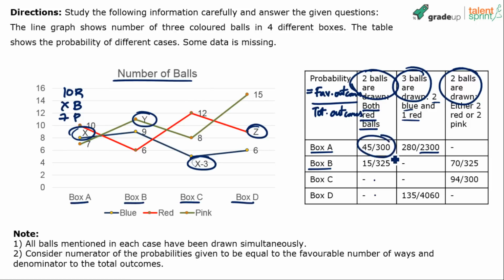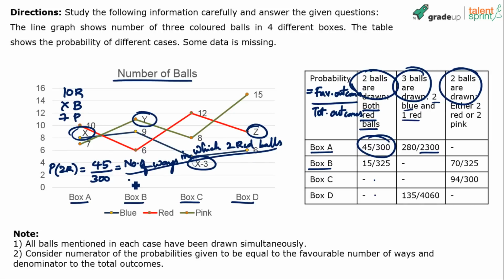Now look at this value here. What is this? He says the probability that when you draw 2 balls from box A, both are red, is 45 by 300. Probability of 2 red balls in box A is 45 by 300. What is this 45 by 300 representing here? The number of ways in which you select 2 red balls. So 45 is the number of ways in which you can select 2 red balls.